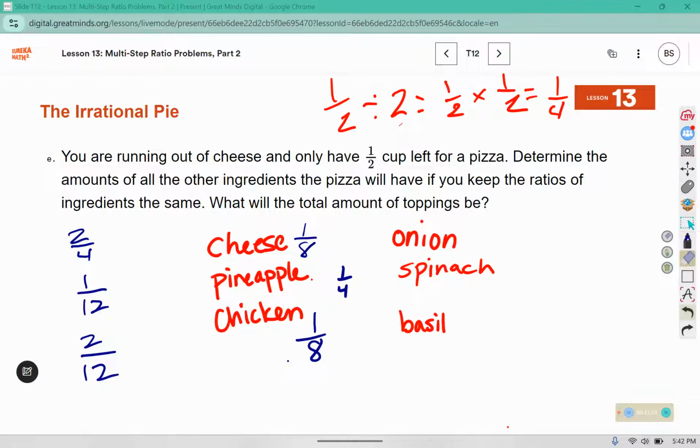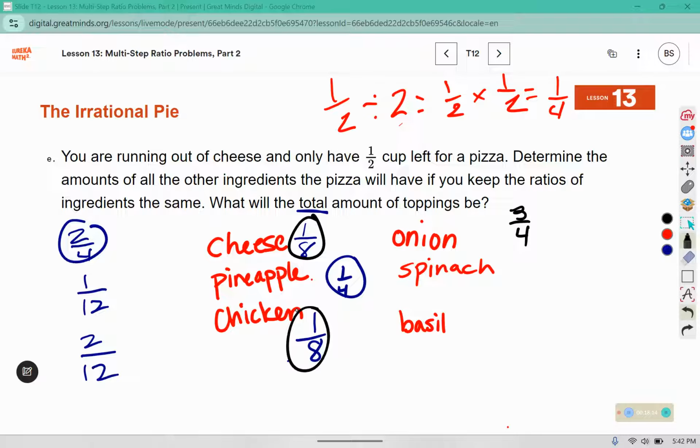Like I said, I'm going to try and add up to figure out the total, but using common denominators. It's just simpler that way. Instead of trying to make them all be 12 or 24, we're just going to do the ones that are already like denominators. So 2/4 plus 1/4, that gives me 3/4. 1/8 and 1/8 is 2/8. And 1/12 and 2/12 is 3/12.